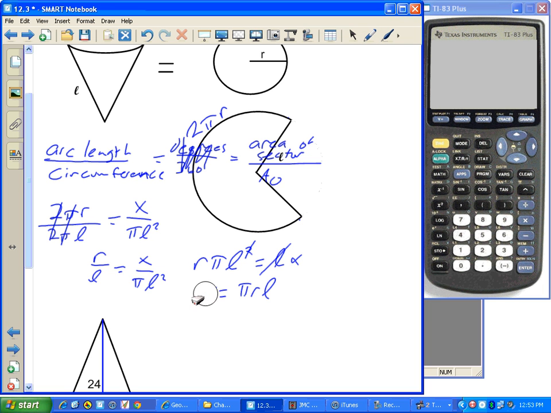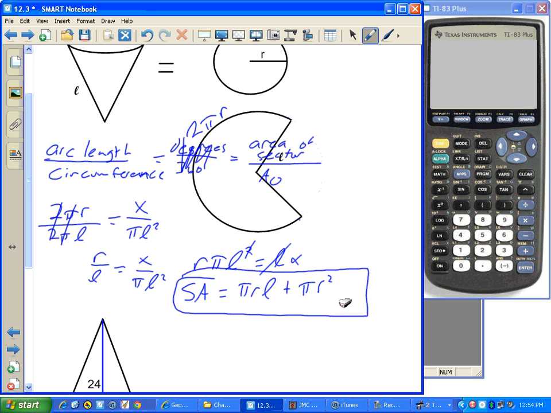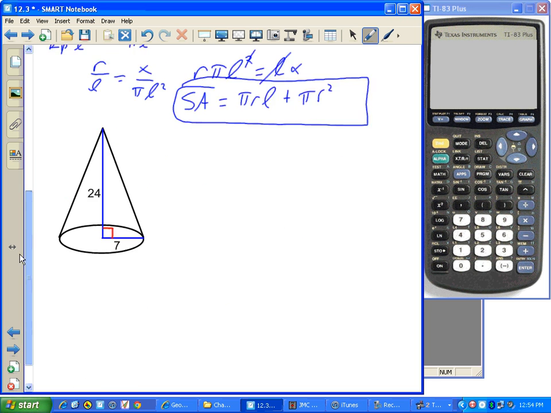So that means the surface area of a cone is the area of the cone plus the area of the base, which is pi r squared. You're going to write this formula down. This is how you're always going to find surface area of a cone. So let's look at an example of that.